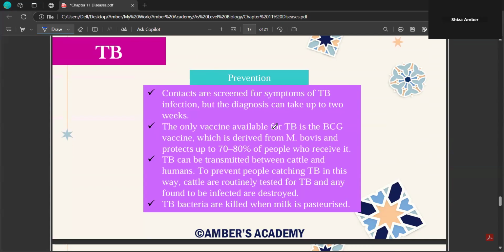The only vaccine available for TB is the BCG vaccine, which is derived from M. bovis, and it is usually administered to infants, and you can see the mark of this BCG vaccine on your arm. It protects 70 to 80% of the people who receive it. TB can be transmitted between cattle and humans. To prevent people catching TB in this way, cattle are routinely tested for TB and any found to be infected are destroyed.